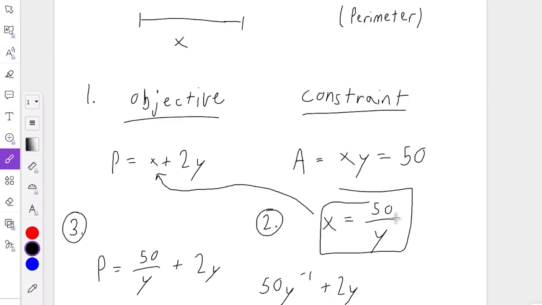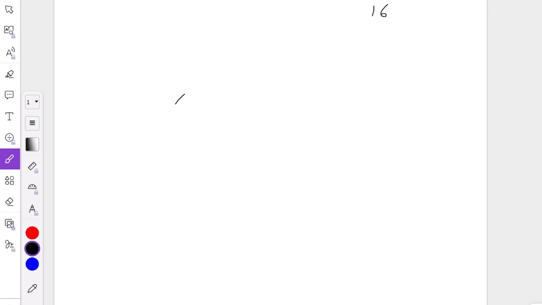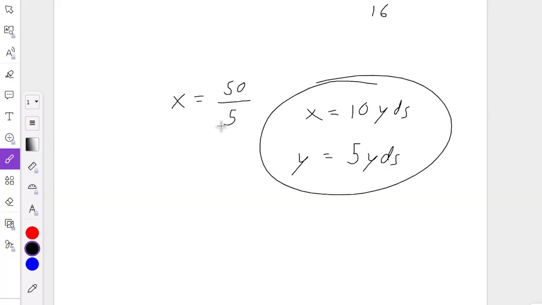x equals 50 over y. So all that means is, with y being 5, x is going to be 10. 10 yards for x, y is 5 yards. I don't even need to check anything for the x. I'm just done, and that's the answer to this question, because I just wanted to solve for x and y.